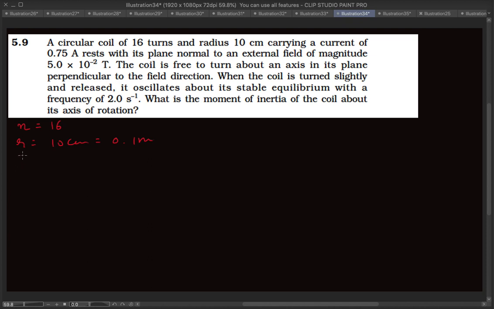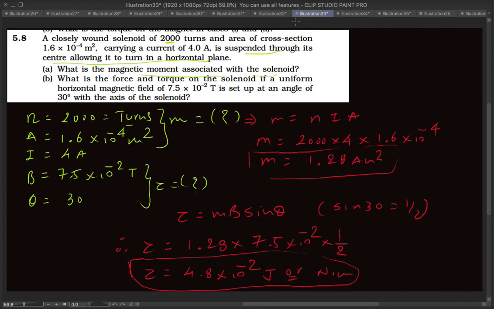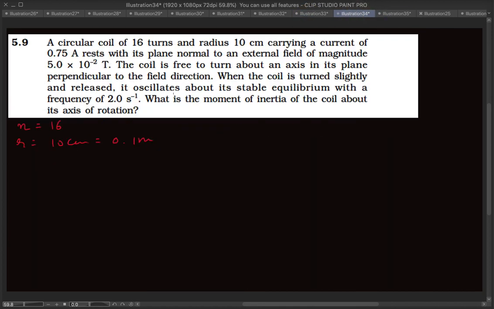Now in the previous example they just mentioned the area directly, but here they haven't mentioned the area directly, so we will find it out using the area of a circular coil. So my area is equal to pi r square. So I can use this data: 3.14 cross 0.1 square. So this is my area which I am supposed to use.